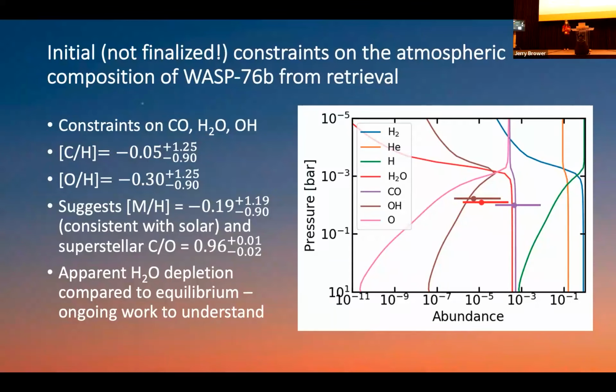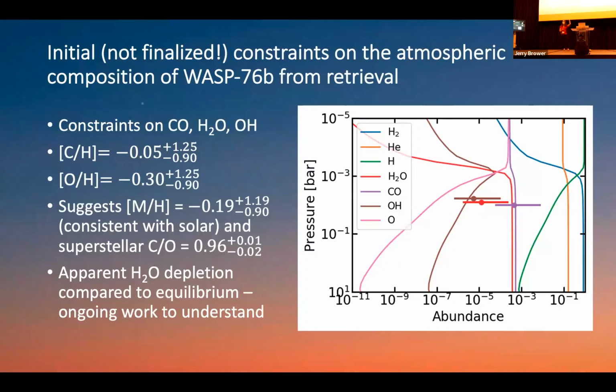And the reason we're deriving this high C to O ratio is because the water abundance looks depleted compared to what we'd expect from this model. However, if you look at this model, you can see that as you go up through the planet's atmosphere, the water abundance changes significantly. And what's happening there is actually what was detected for this planet with Hubble.